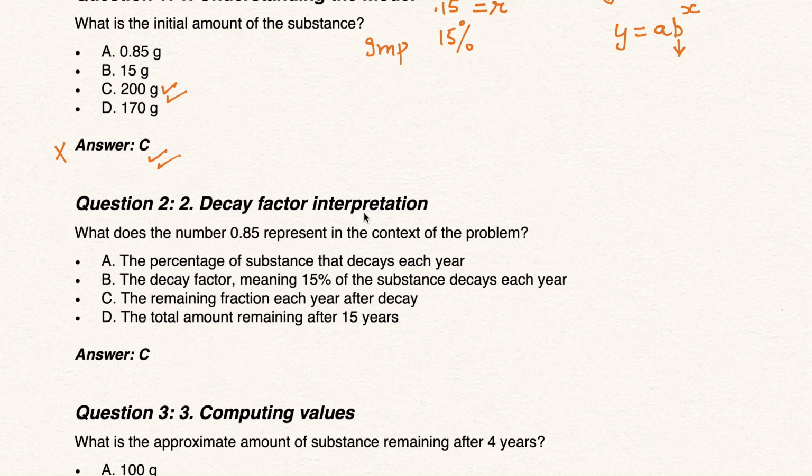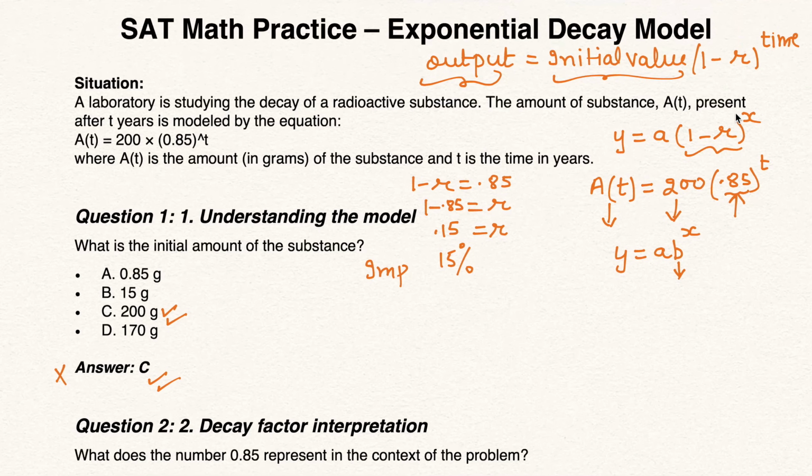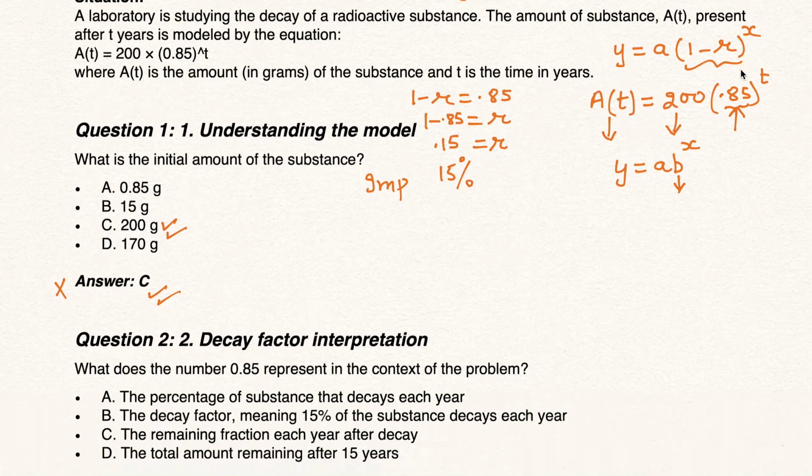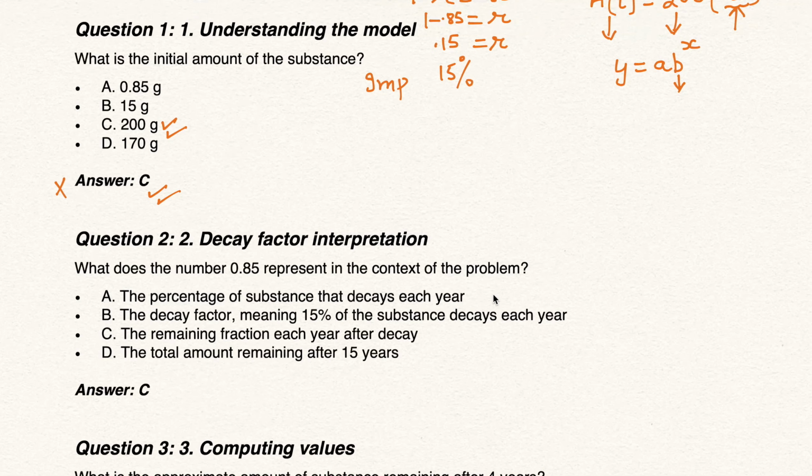Decay factor interpretation: the percentage of substance that decays each year. No, decimal 0.85. What is decimal 0.85 here? If you see, it is always the decay factor or the growth factor. Now we are doing the decay model, so it's the decay factor. Decay factor meaning 15% of the substance decays each year. This is what we have done here.